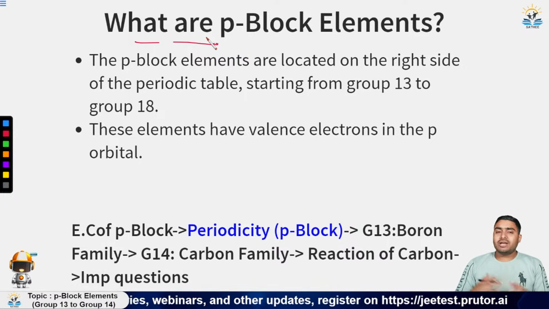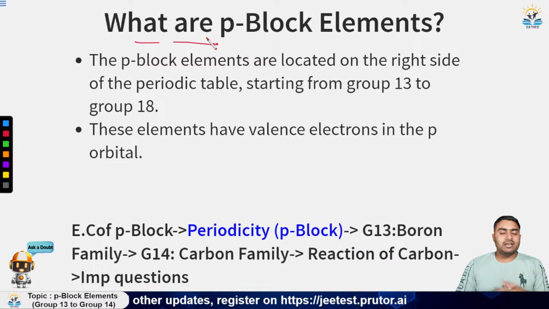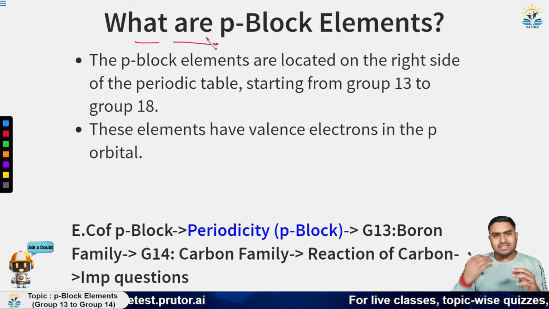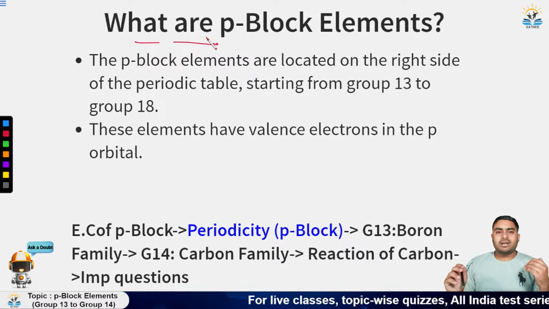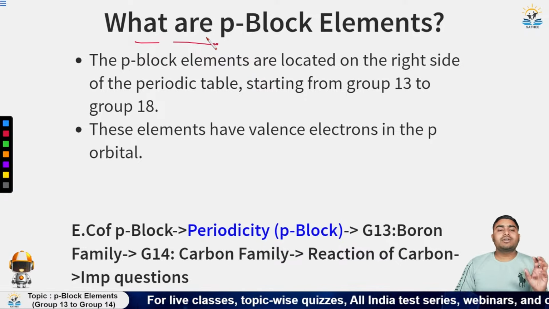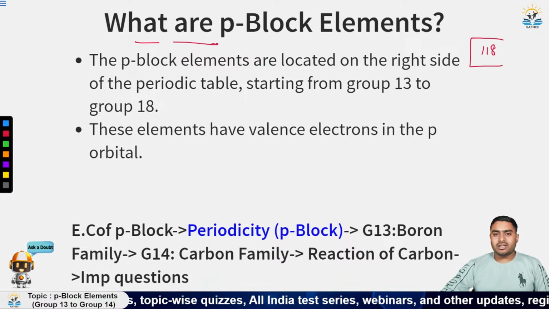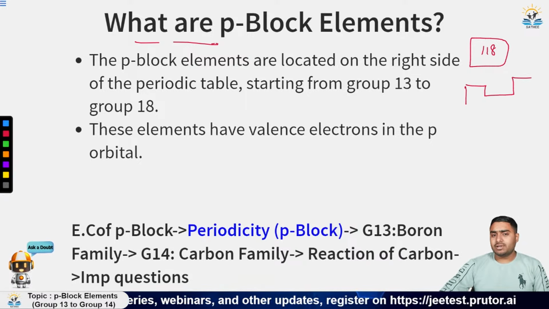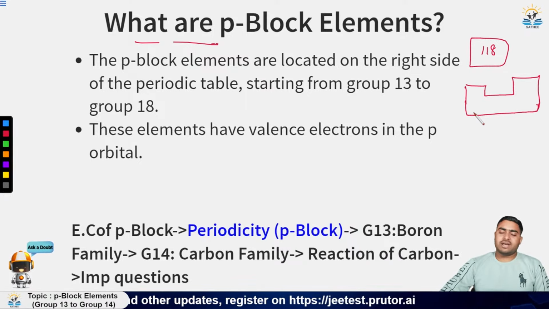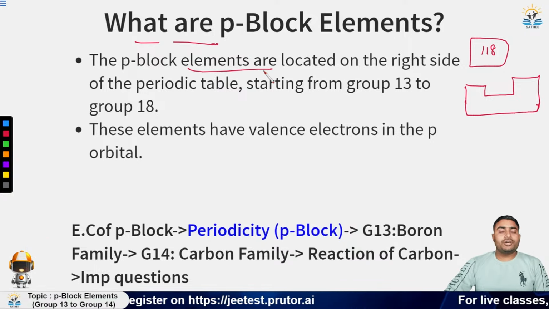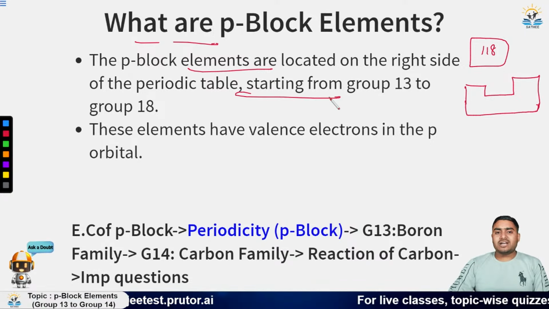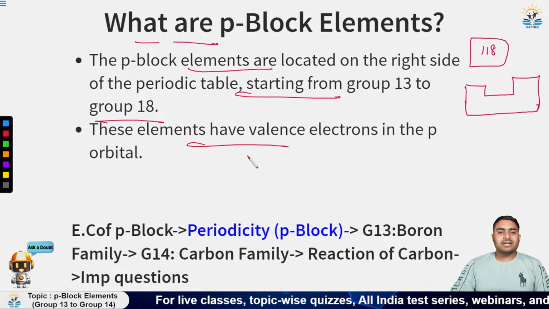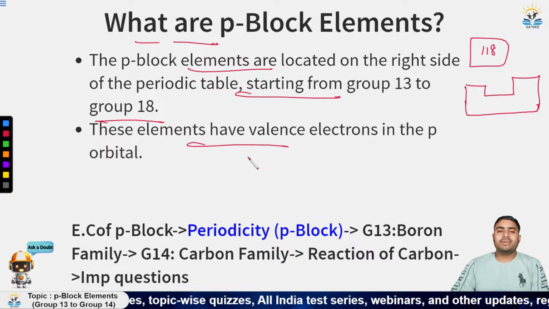As I already told you, in our periodic table 118 elements are properly organized, and 118 elements have been discovered so far. In this periodic table there are 4 blocks, as I already told you. The p block elements are located on the right hand side of the periodic table, starting from group 13, the boron family, to group 18, the noble gases. These elements have valence electrons in the p orbital. That's why these elements are named p block elements.